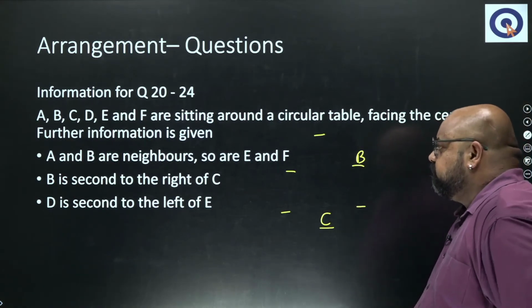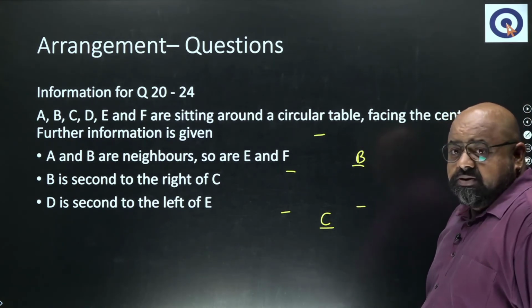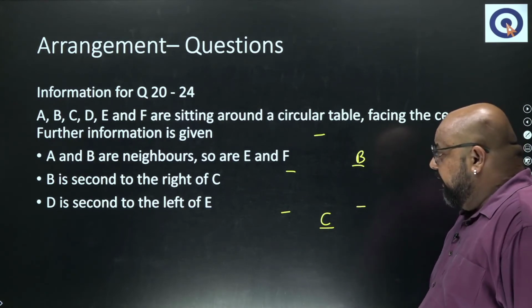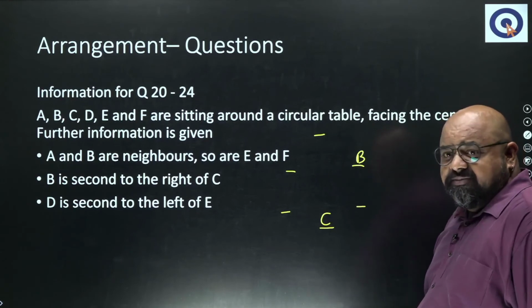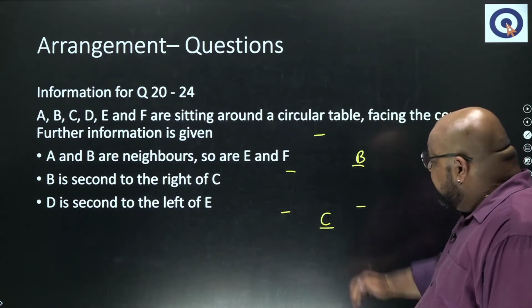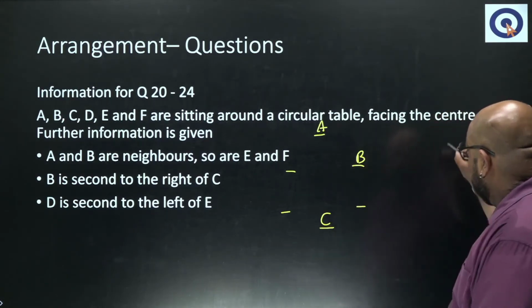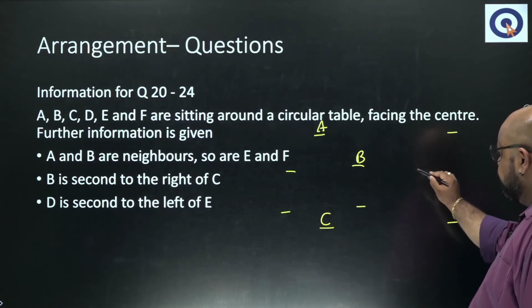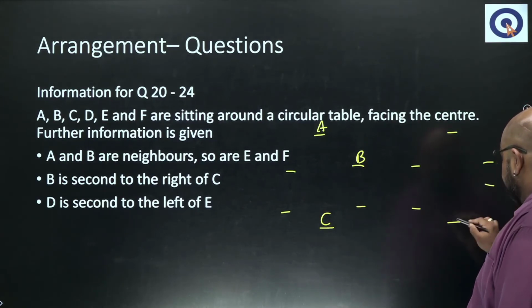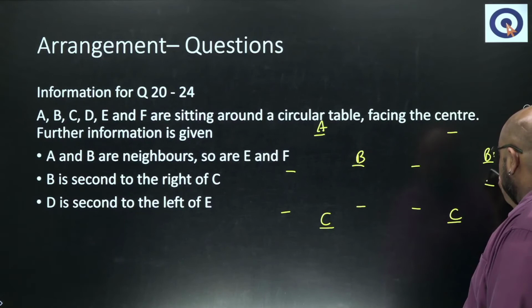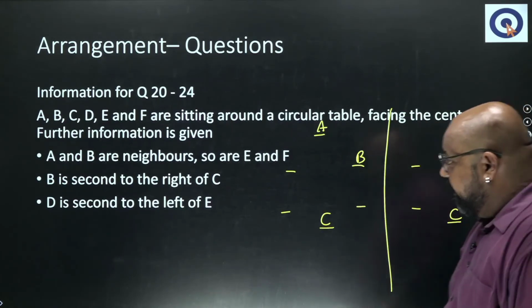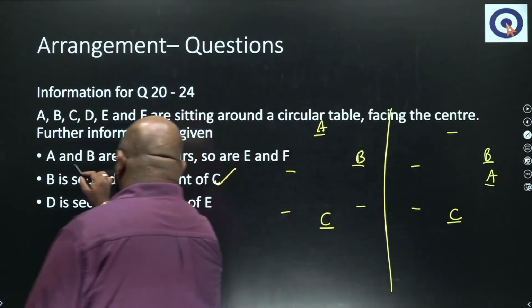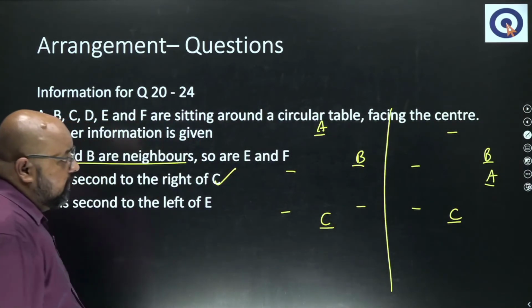A and B are neighbors. And D is second to the left of E. So let's make A sit first. A could be here, or A could be here. These are the two cases that I am getting. I have drawn this. I have accounted for this.